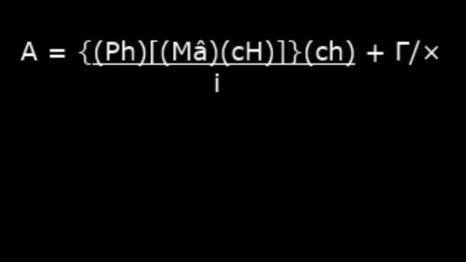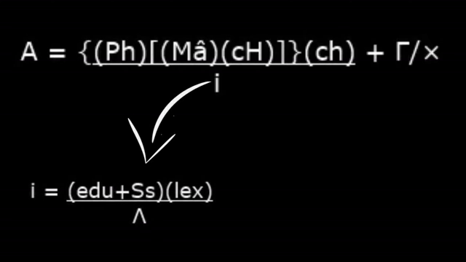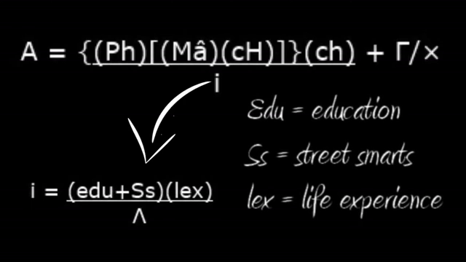beneath the A, which stood for intelligence. Now, intelligence is broken down. Here you go. It is broken down into not as complicated, but enough. It's enough to have its own little algorithm. But intelligence is the sum of education and street smarts.